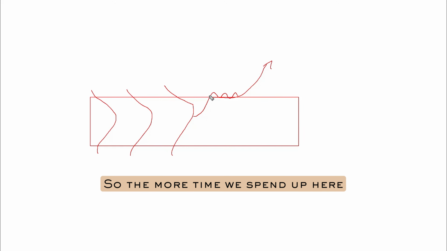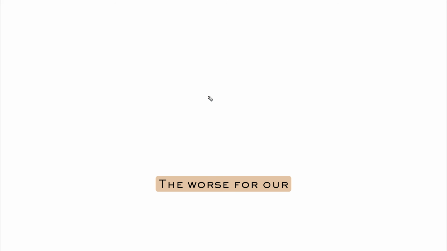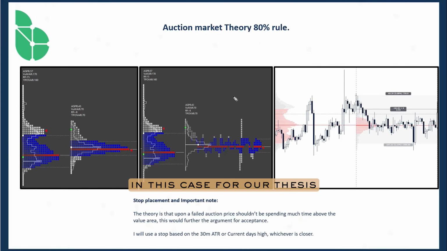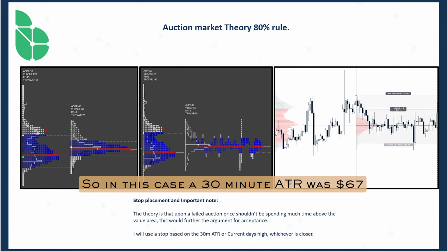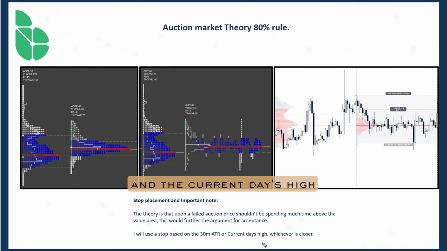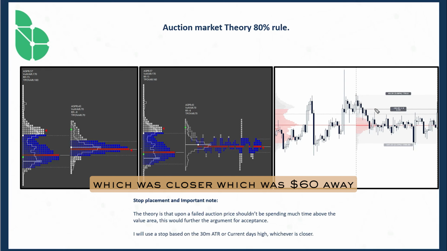So the more time we spend up here, the worse, in this case, for our thesis that price is going to rotate towards the low. So you definitely don't want to see price spending a lot of time up here, and I wouldn't give price a lot of room to play up here. For that reason, I would use the 30-minute ATR. In this case, the 30-minute ATR was $67, and the current day's high, for this current day's open, was closer, which was $60 away.